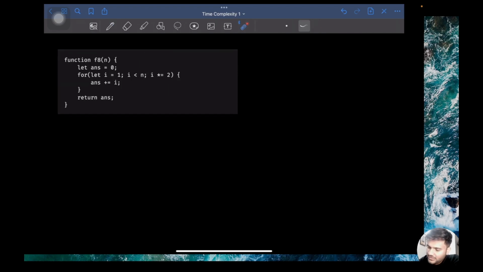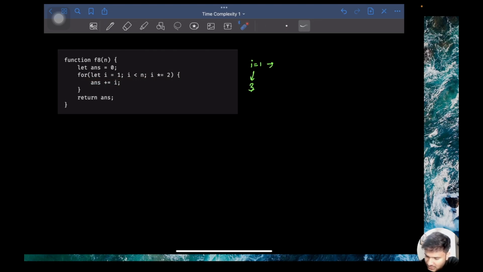So now we have a very interesting function as a problem statement for us. This is function f8, it takes an input n. This is a constant instruction, we'll avoid it. The only part of the function that is dependent on the input is this. Now just think about it. When the value of i is 1, you compare, then you add it to the answer, and then you do some multiplication. So technically you do 3 instructions.